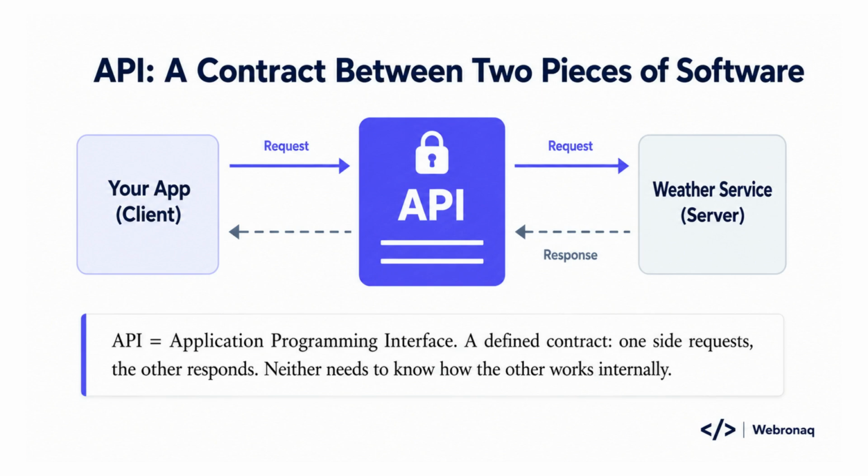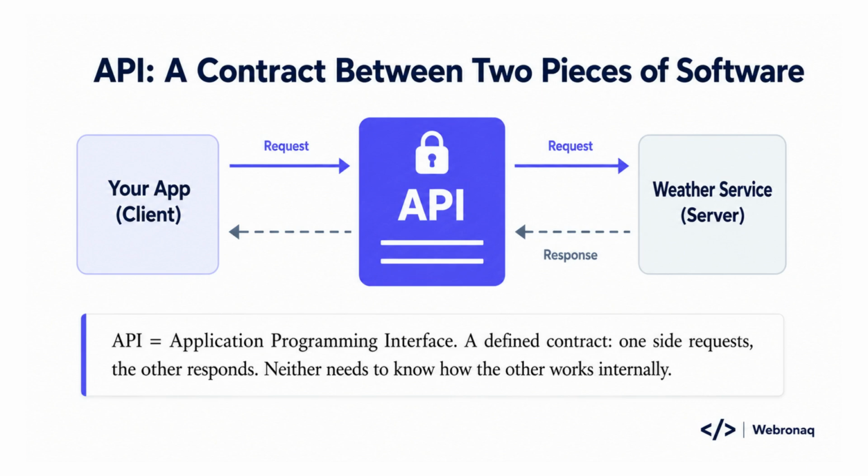API stands for Application Programming Interface. That sounds technical, so let's cut it down. An API is a contract between two pieces of software. One side makes a request. The other side fulfills it and sends back a response. Neither side needs to know how the other one works internally.